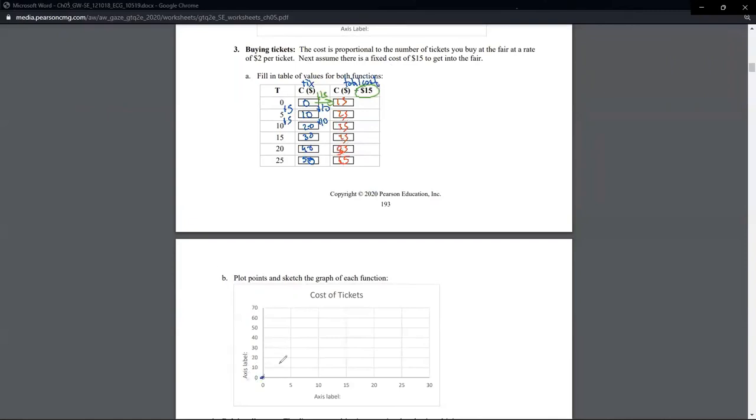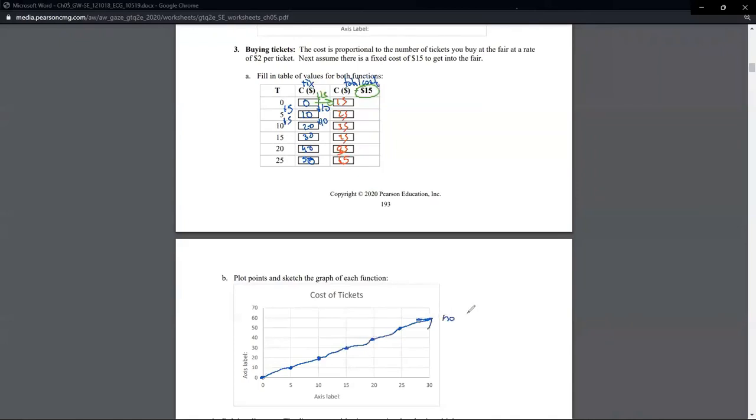All right, so in blue, we got the origin. 5 tickets cost us 10 bucks. 10 tickets cost us 20 bucks. 15 cost us 30. 20 would cost us 40. And then 25 would cost us 50, and that's where we stop. But I could keep going and say that 30 would cost us 60, 35, 70, 40, 80. It just keeps going forever and ever, because this is a simple model.